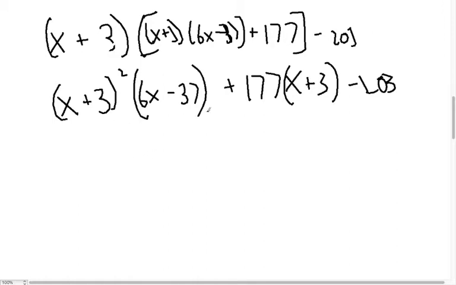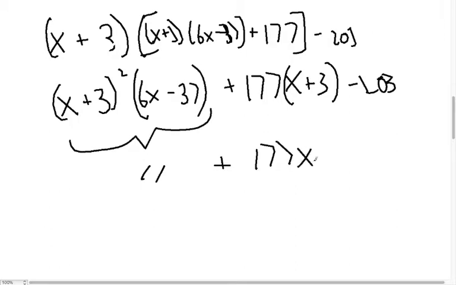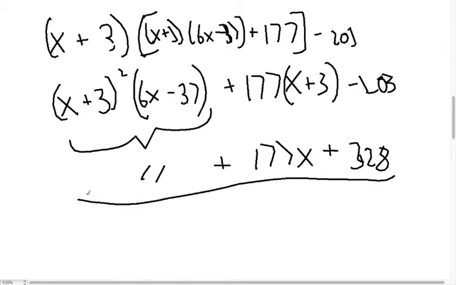So once you get to this point, this you bring down and you simplify this to 177x plus 328. And this is the most simplified form.